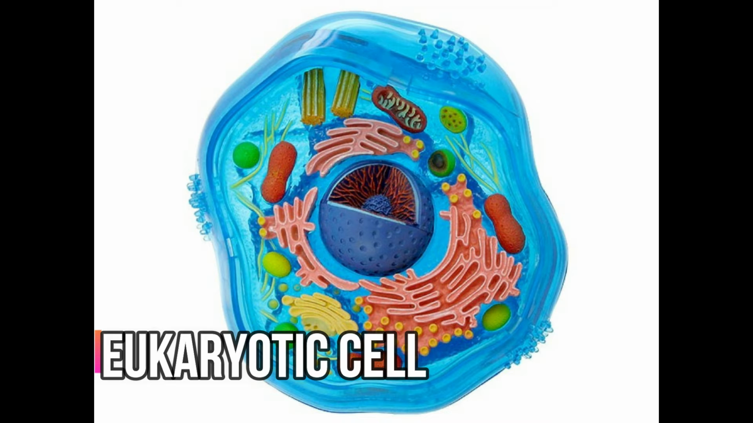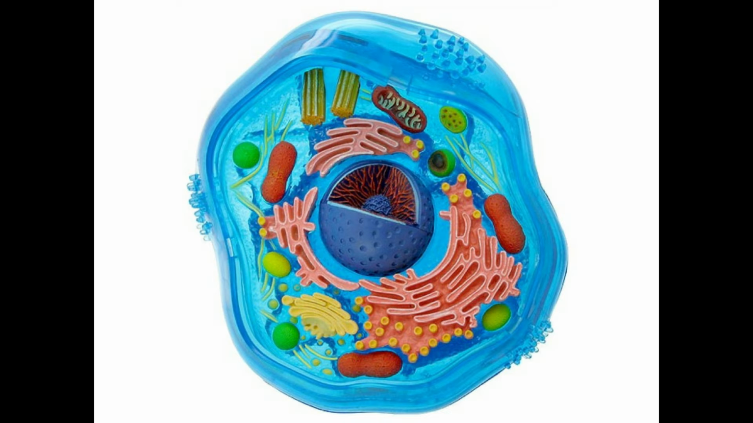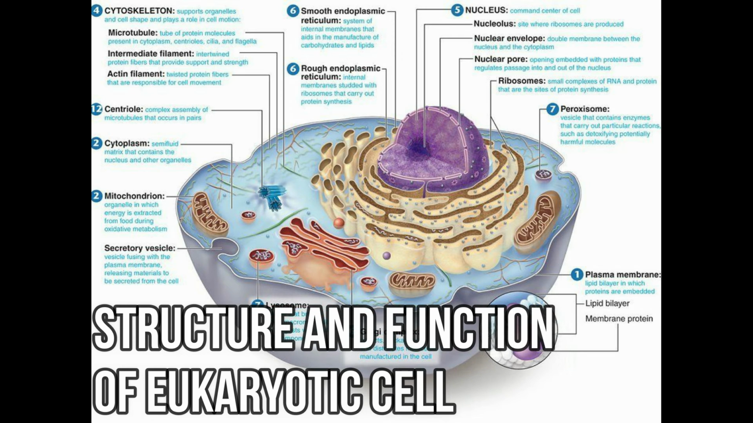Hello guys. In this video we will talk about the eukaryotic cell. Eukaryotic cells are cells that contain a nucleus and organelles and are enclosed by a plasma membrane. Organisms that have eukaryotic cells include protozoa, fungi, plants, and animals, and these organisms are grouped into a biological domain, eukaryota. We will talk about the structure and function of the eukaryotic cell.